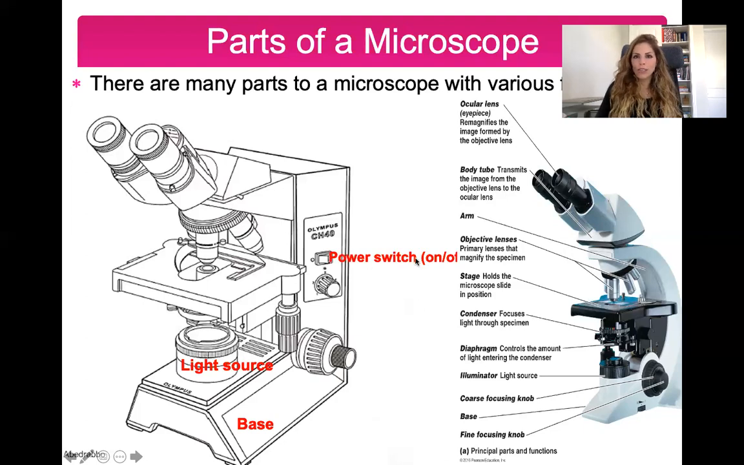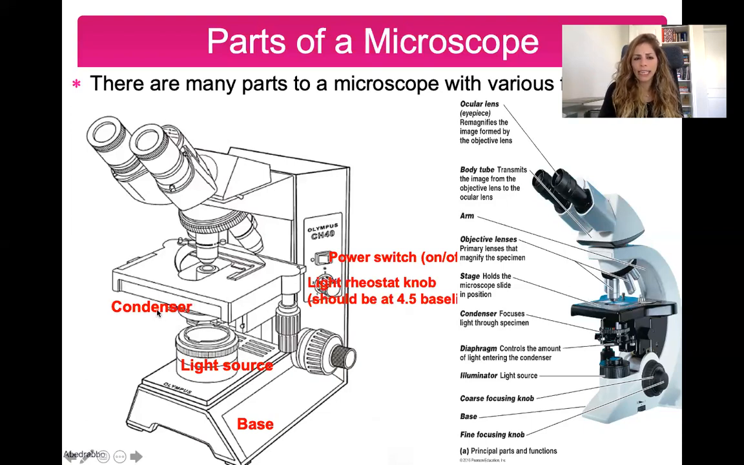Here is the power switch. This is turning it on and off. Right here under the power switch is the rheostat knob, and we always want to make sure that that's a baseline of 4.5. You set that up. Okay, if you were actually in lab, a lot of times students can't see anything because that knob is very low, so it controls the amount of light.